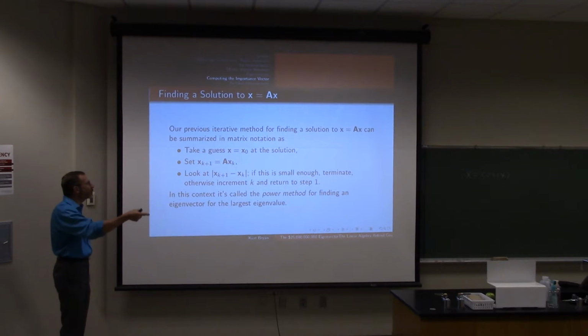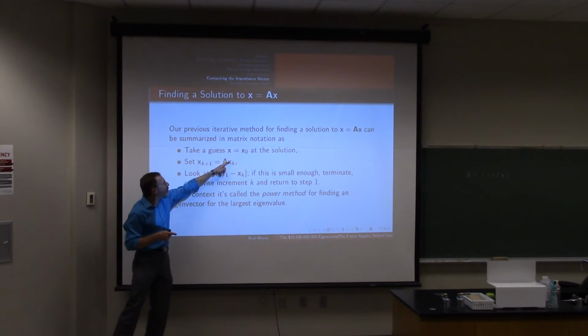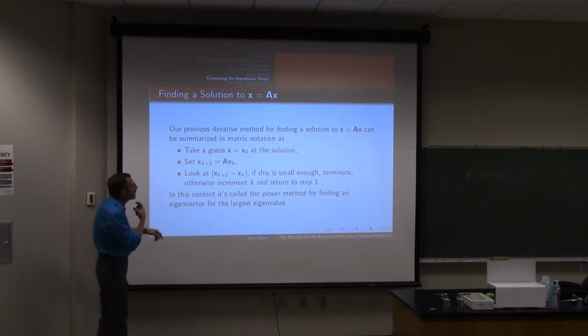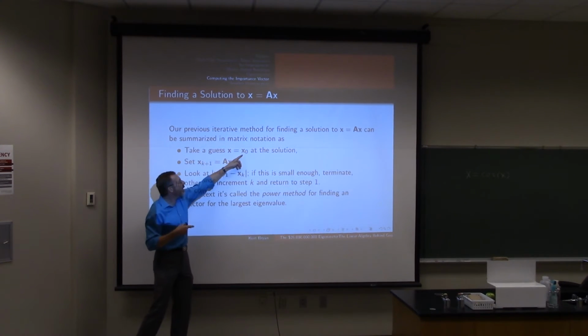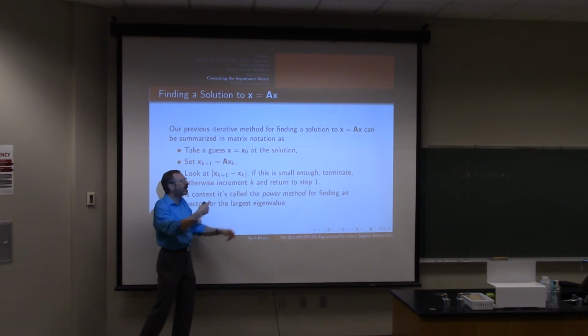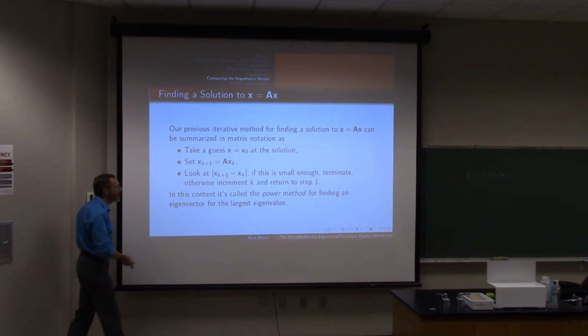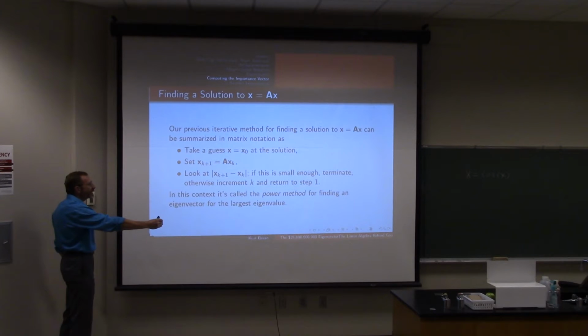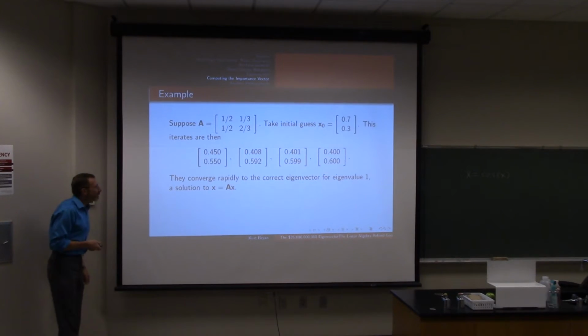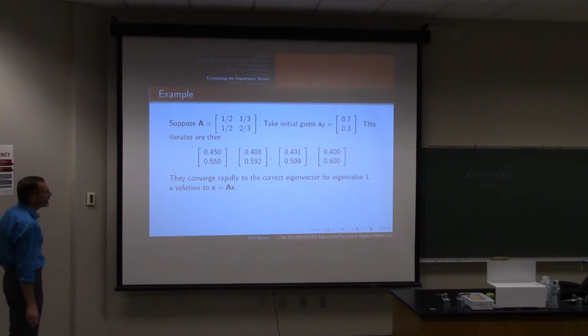The power method, because what you're doing is basically taking your initial guess and multiplying it by higher and higher powers of A. That's what's going on here. So you're taking x naught, you multiply by A, you multiply by A again, multiply by A again, over and over and over again, and eventually the result will stabilize to an eigenvector with eigenvalue 1. Here's a simple example of that in action.